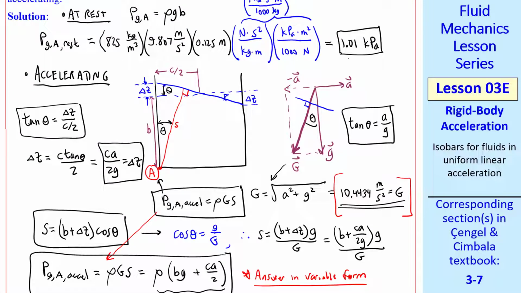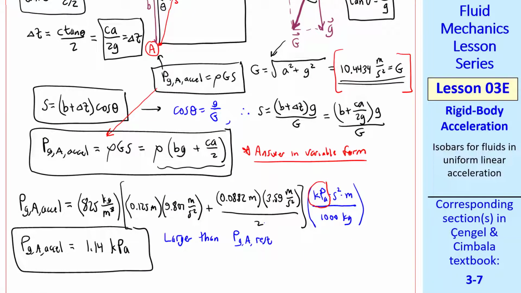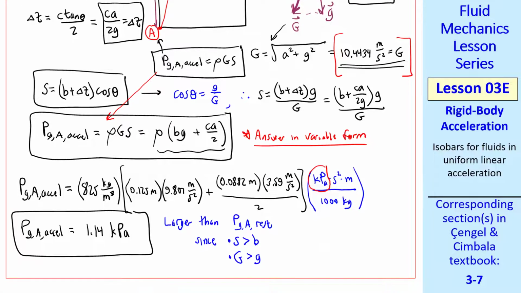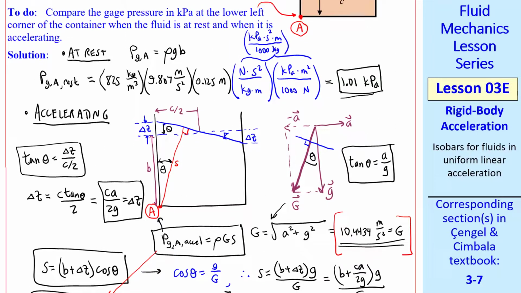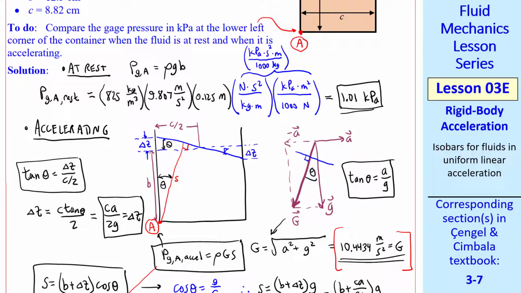Comparing to the hydrostatic case, it's higher. It's larger than P_gA at rest for 2 reasons. s is greater than b, and capital G is greater than g. So other than some additional trig, these rigid body acceleration cases are not that much more difficult than hydrostatic cases.